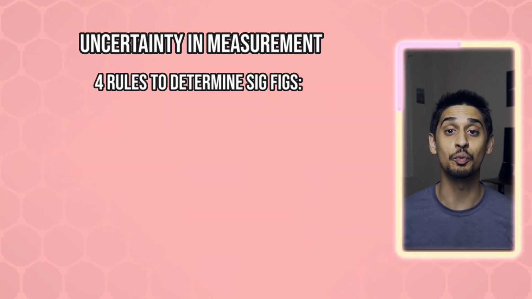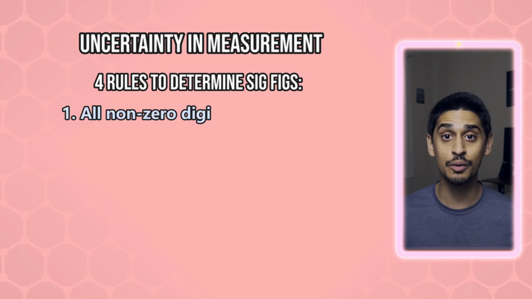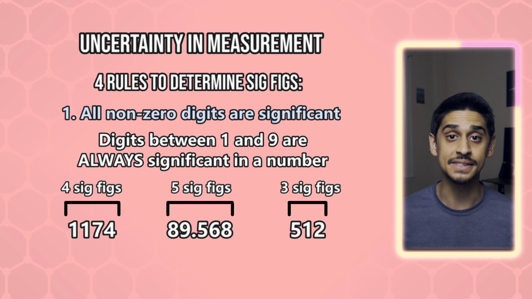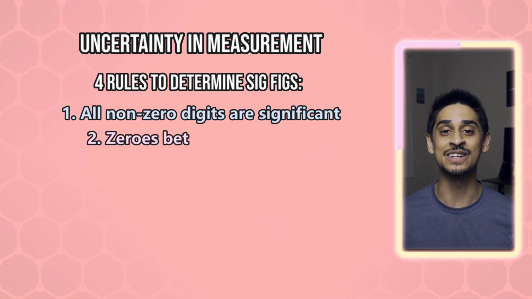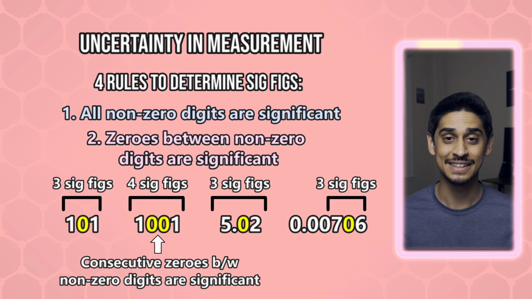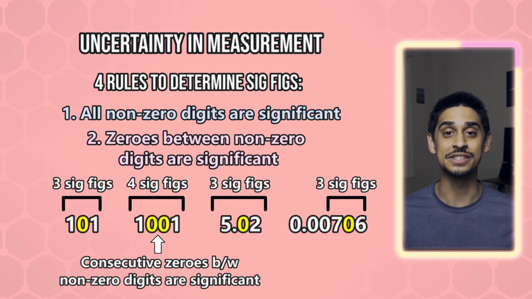There are 4 rules to determine what digits are significant in a number. First, all non-zero digits are significant. So if it's a number between 1 and 9, then it's significant. Second, zeros in between non-zero digits are always significant. So in these numbers, the highlighted zeros are in between non-zero digits and therefore are significant.